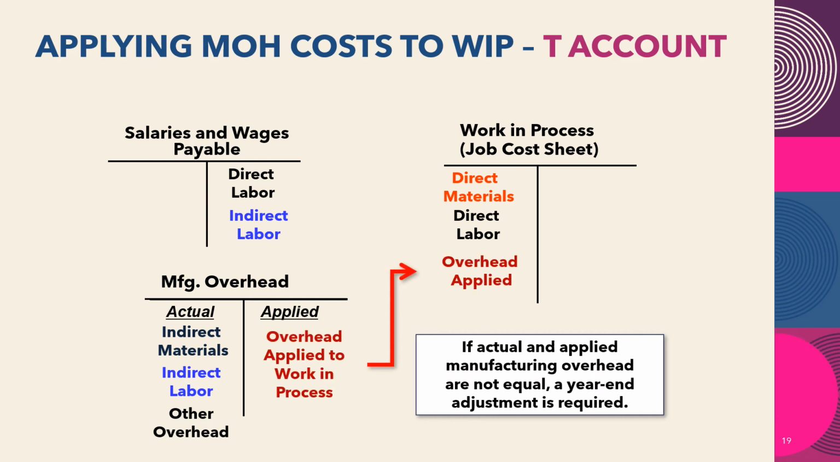Here is the T account to show you how to apply manufacturing overhead costs to work in process. You debit work in process and you credit manufacturing overhead applied. Please remember, if actual and applied manufacturing overhead are not equal, a year-end adjustment is required.